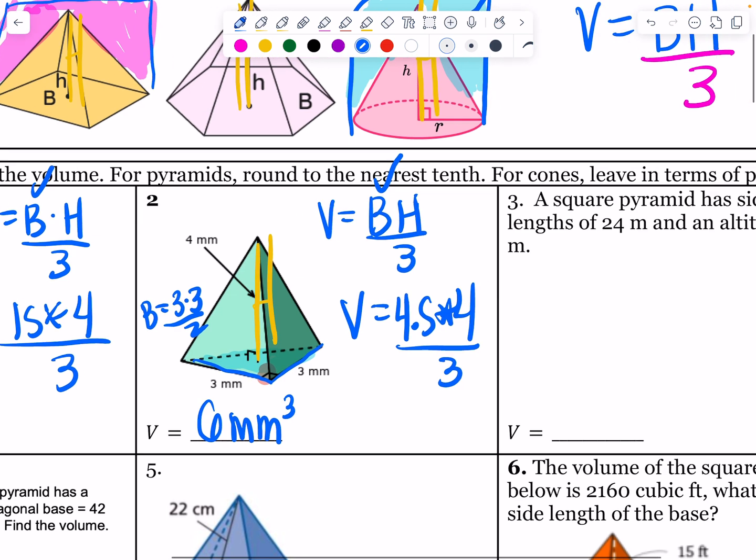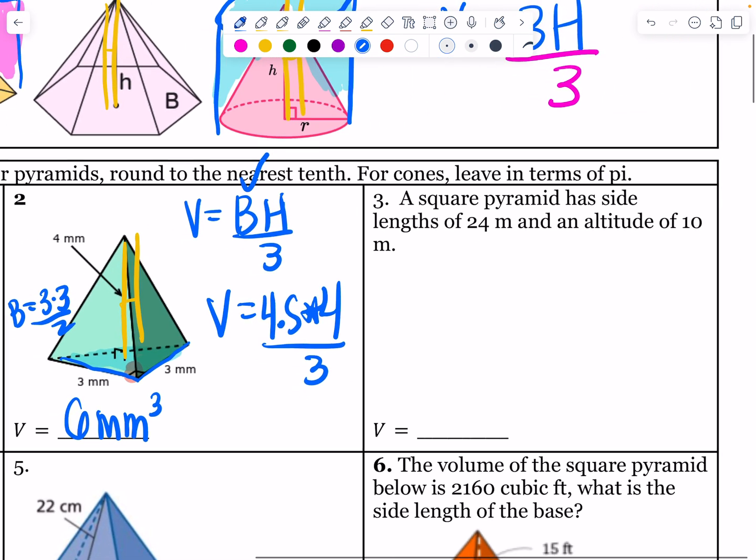It's the inside space. Now this one doesn't have a picture, so if in doubt, you can always draw it out. It says a square pyramid, so I just like to draw a square. I like to draw it coming to a point. You don't have to draw the whole thing unless you want to. There's my internal height. It says a square pyramid has side lengths of 24.